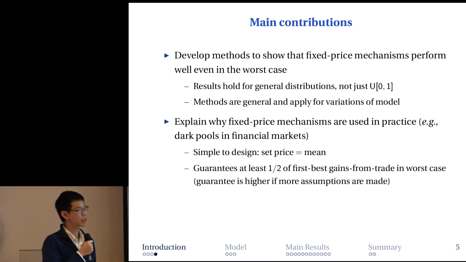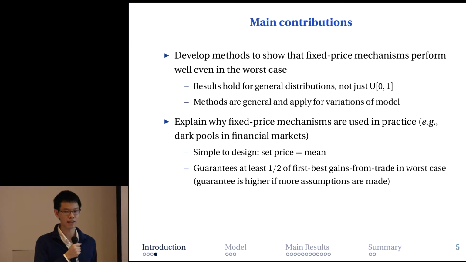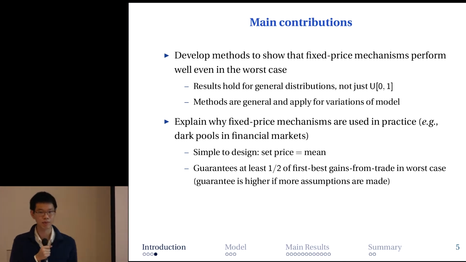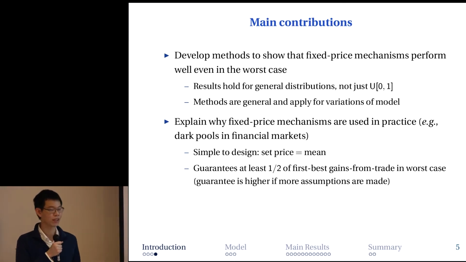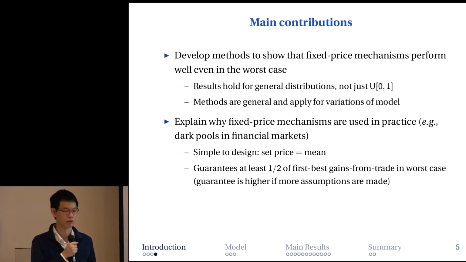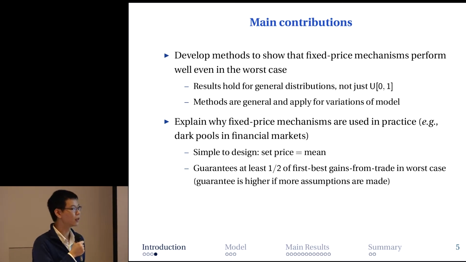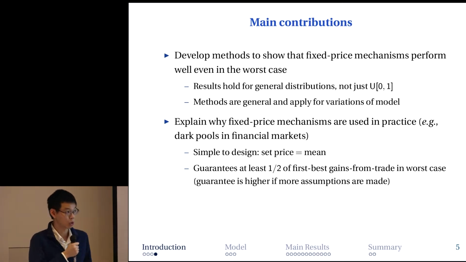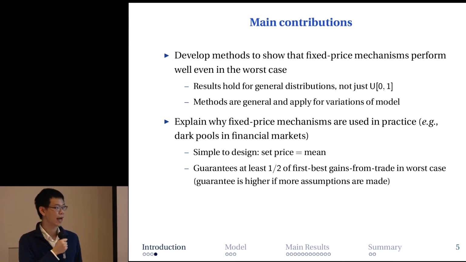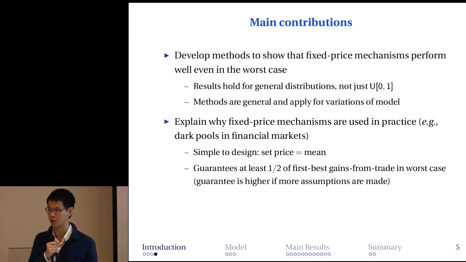So the two explanations that we provide in this context, the first explanation is that these mechanisms are simple to design. Namely, we just choose the price equal to the mean. In the previous example, it turns out that the optimal price of 1/2 is optimal because it's the mean of the uniform distribution between 0 and 1. And the second explanation that we give is that the optimal fixed price mechanism guarantees good performance, in this case, at least 1/2 of the first best gains from trade, and this guarantee is high if we know more things about this distribution.